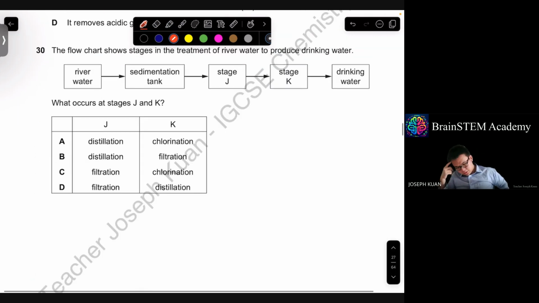30. The flowchart shows stages in the treatment of river water to produce drinking water. What occurs at J and K?